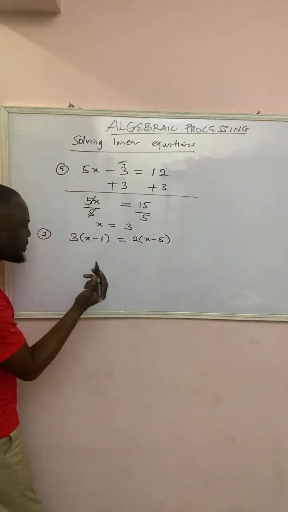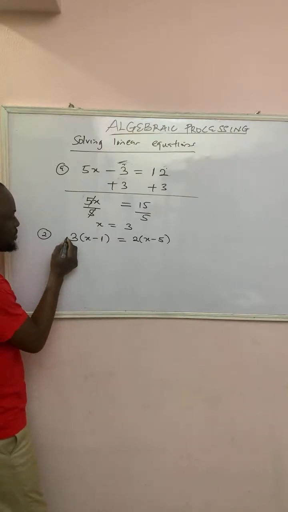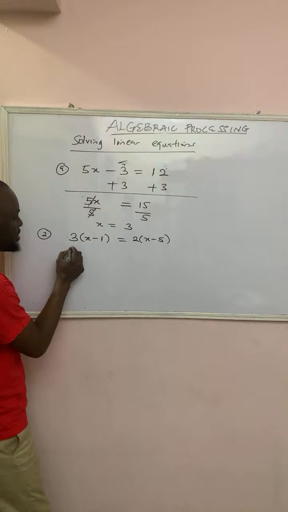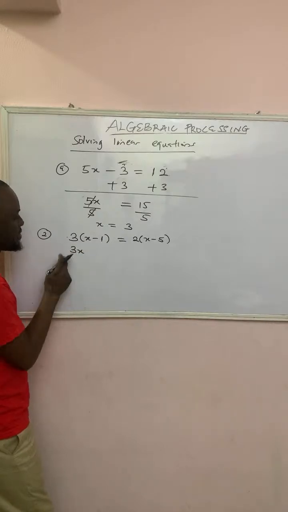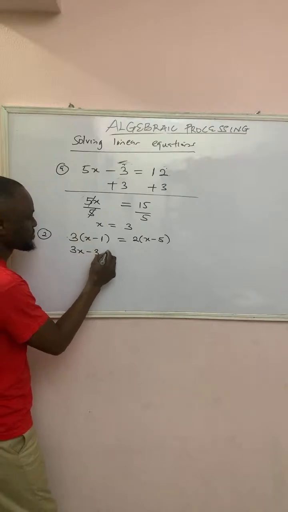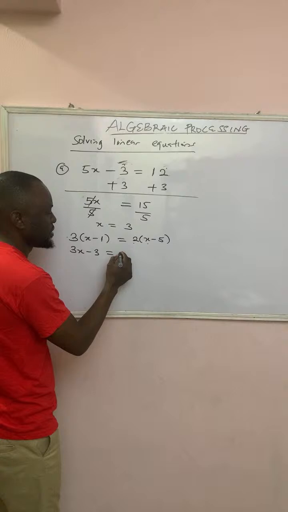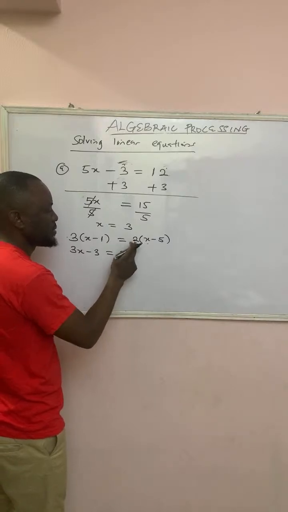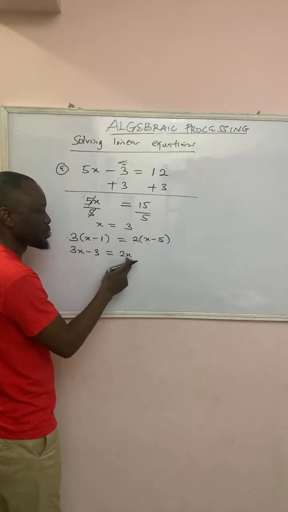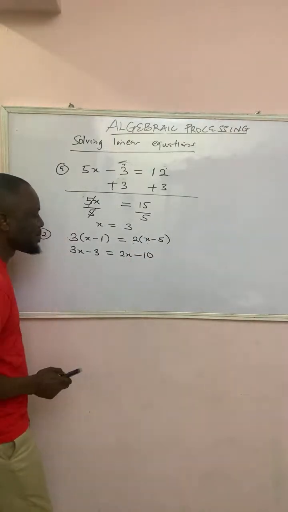So we're going to go by the rule of multiplication. Plus 3 times plus x will give me 3x, plus 3 times minus 1 will give me minus 3. On the other side, we'll do the same thing. Plus 2 times x will give me plus 2x. Plus 2 times minus 5 will give me minus 10.